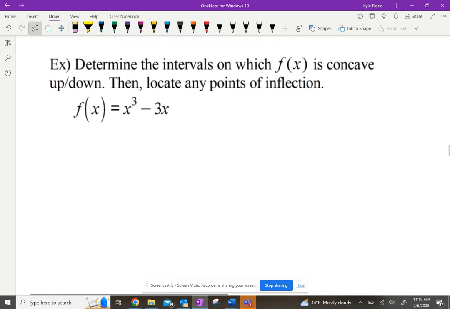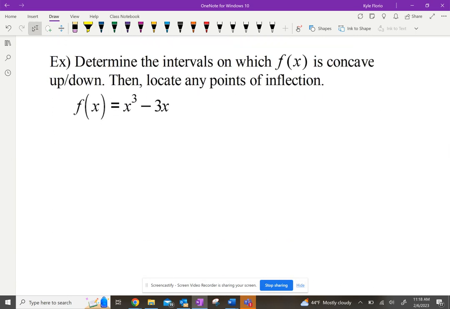So let's determine where the function is concave up and concave down, and let's find some points of inflection, which I am going to refer to as POIs. To find out where the function is increasing or decreasing, concave up or concave down, we need to find out what the second derivative is. So first, let's find the first derivative. It's going to be 3x squared minus 3. The second derivative is going to be 6x.